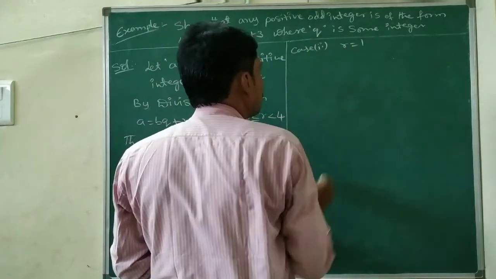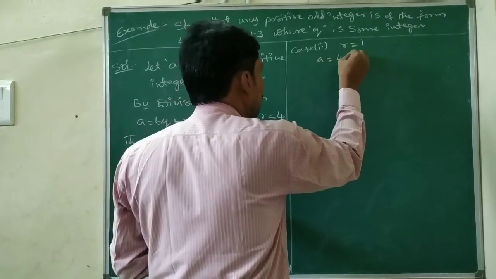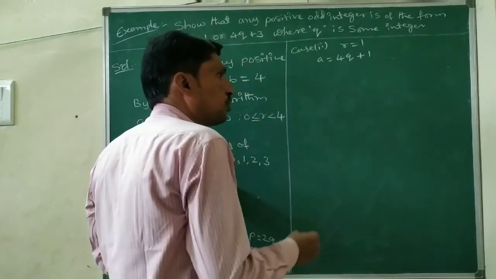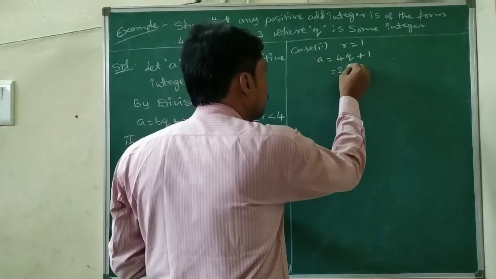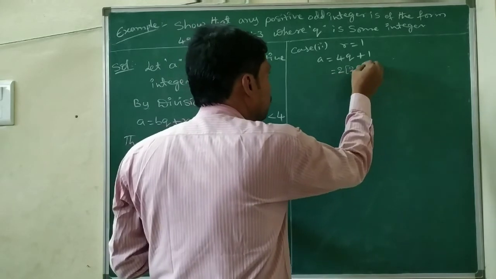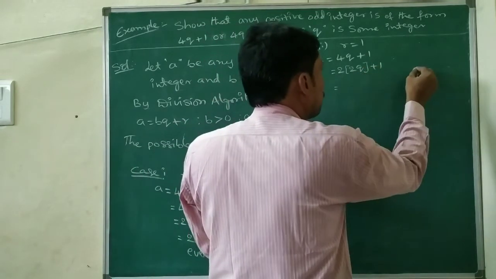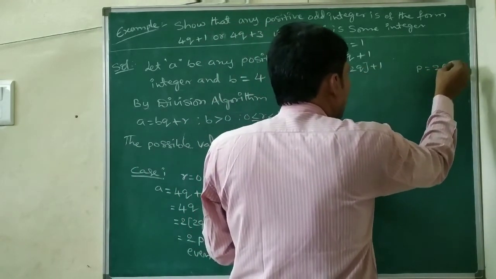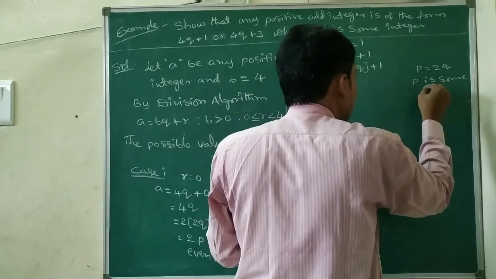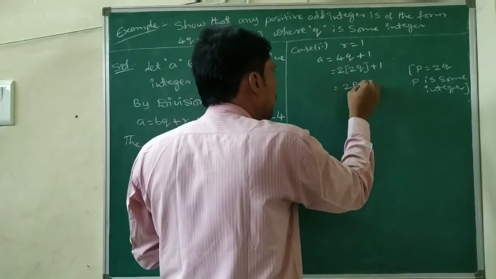R equal to 1 means a equals 4q plus 1. So 4q plus 1, how do we have to take it? Here this 4q I am writing as 2 of 2q, plus 1. Instead of 2q I am taking p, so p equals 2q, and p is some integer. So 2p plus 1 we are getting.